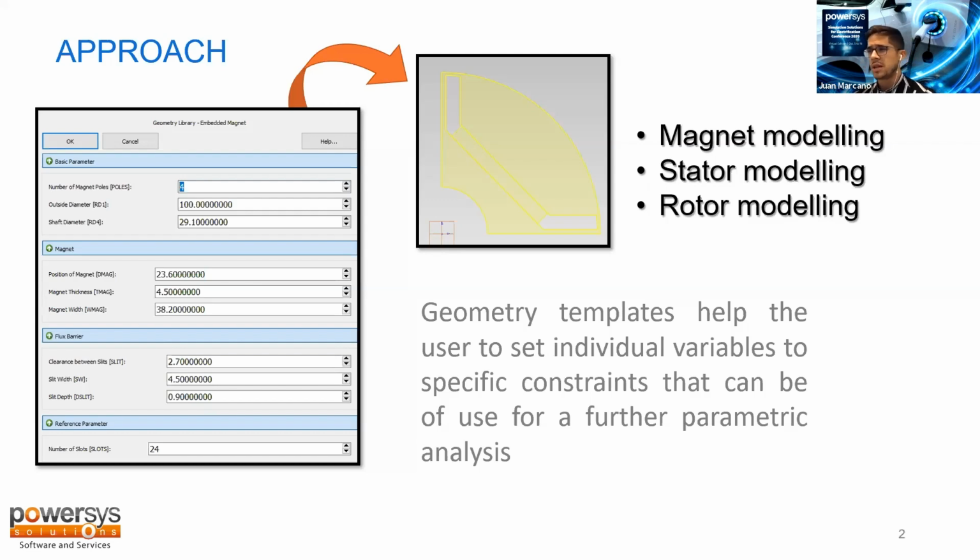The geometry templates help the user to set individual variables to specific constraints that can later on be used for a further parametric analysis. So on the left side, we see a small picture showing how exactly a template looks when it is displayed in JMAG. And on the right side is the preview that is generated when we plot the geometry edition.